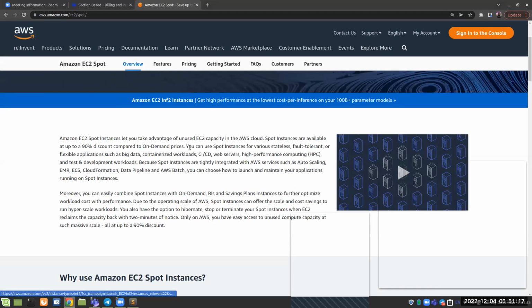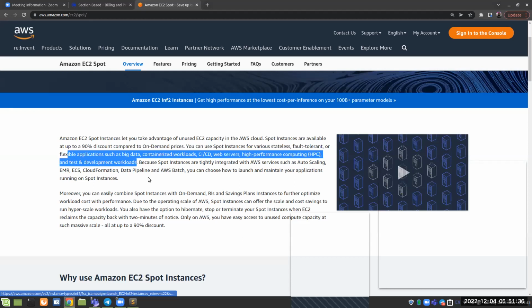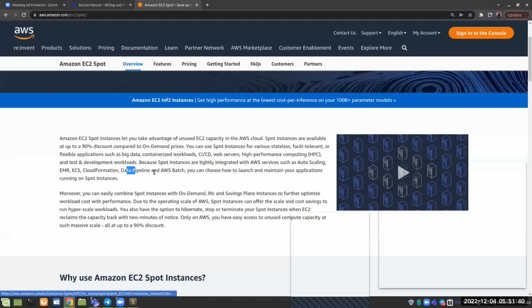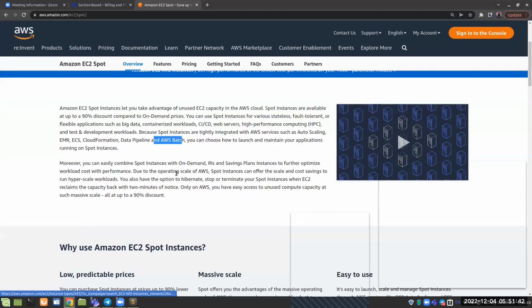Okay, so I want to show what you should also remember. Spot instances are for various stateless, fault-tolerant or flexible applications such as big data, containerized workloads, CI/CD, web servers, high-performance computing, test and development workloads, data pipeline, AWS Batch, and also for caching. You can use it for workloads that require caching.